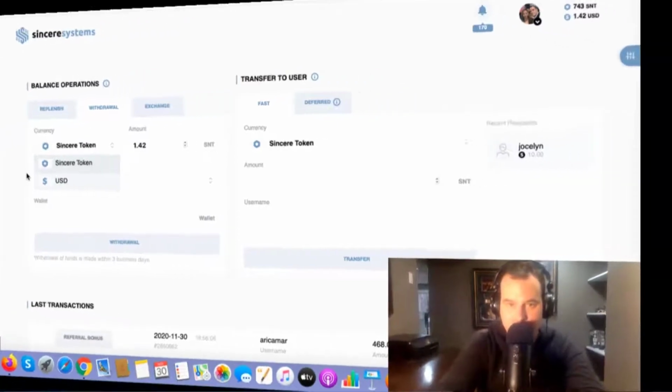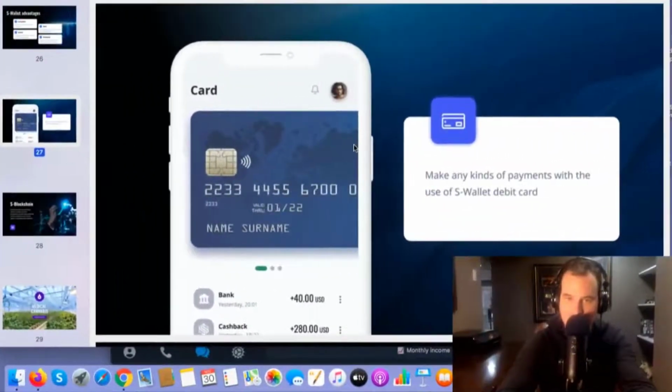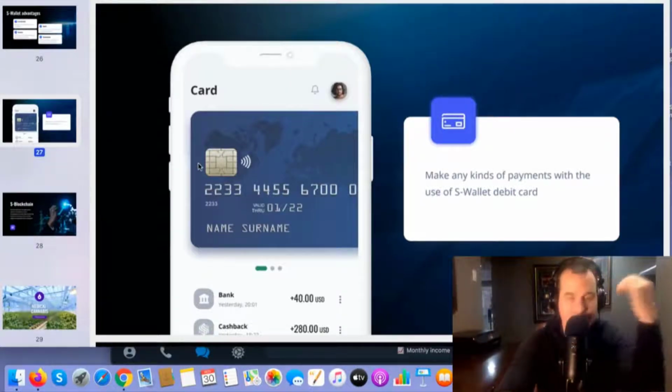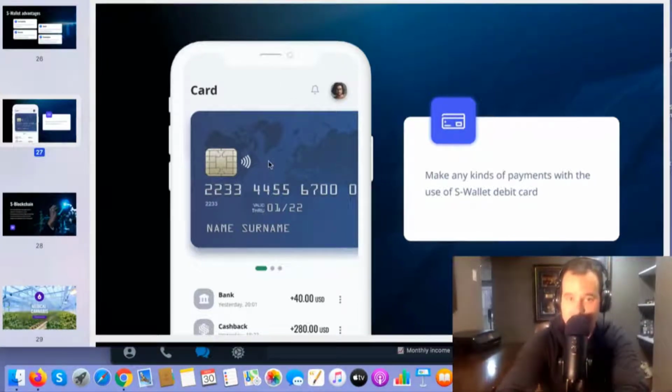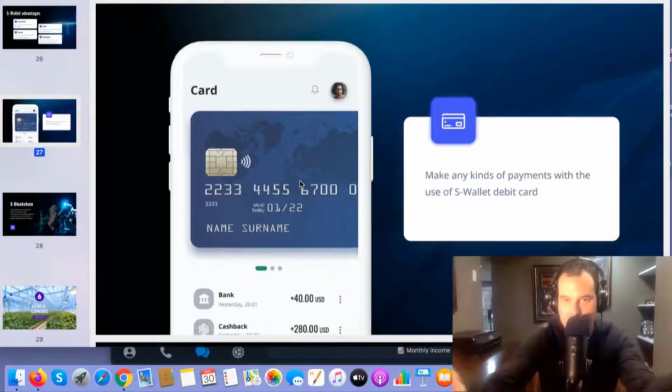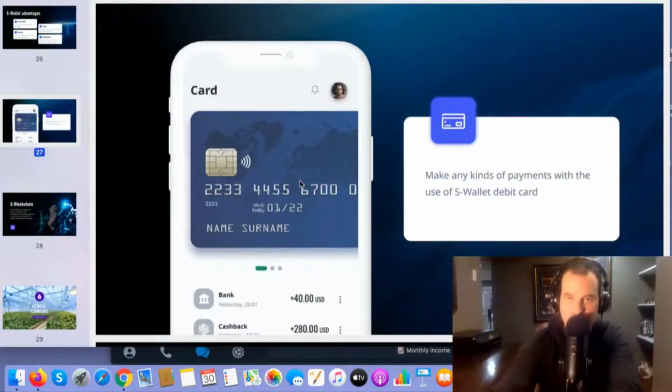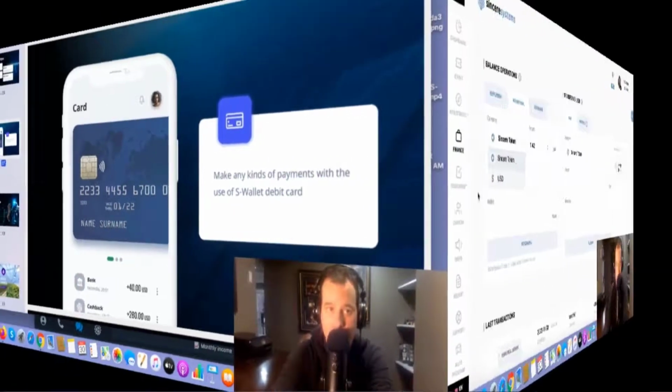This system has its own debit card. This is just a screenshot, guys, of the debit card. It might look something like this. They haven't implemented it into the system yet, but it's something that is going to happen for us. A Sincere Systems debit card will be hooked up to our S wallet, and we could load funds onto our debit card and use it to pay our bills or put some gas in the car, buy some groceries, maybe even pay your mortgage or car payments if you get your account to that level. So that's that.